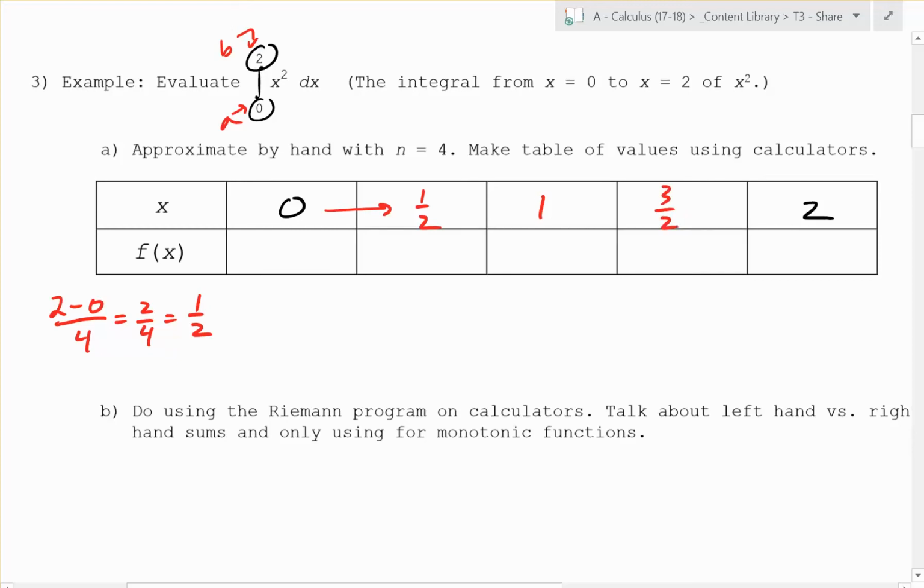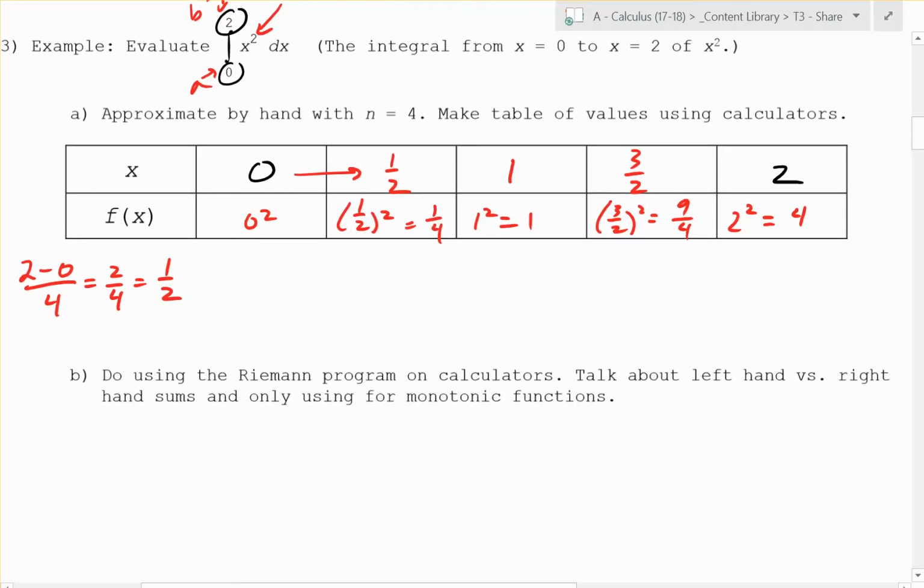Now to fill in the other pieces, all we're doing is squaring each x value. So it's going to be 0 squared, it's going to be 1/2 squared, which is 1/4, and this is going to be 1 squared, which is 1, and 3 over 2 squared, which is 9 over 4, and 2 squared, which is 4. So we're going to do a Riemann sum on our calculator. We're going to do left and right hand.